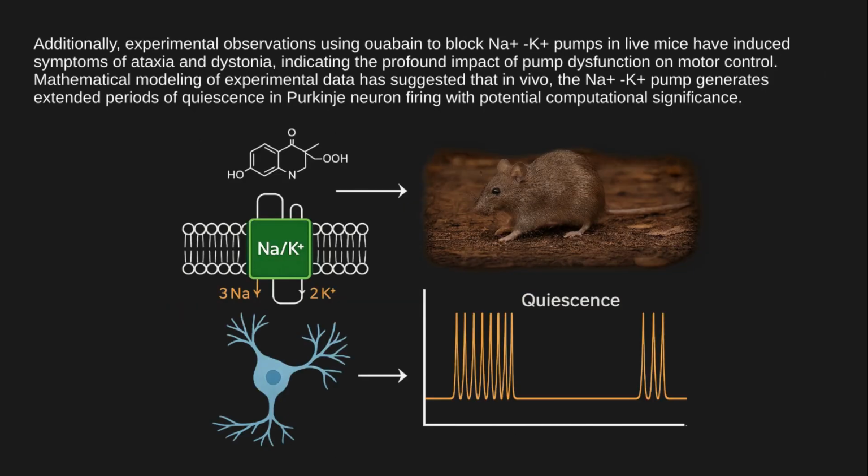Additionally, experimental observations using ouabain to block Na+, K+ pumps in live mice have induced symptoms of ataxia and dystonia, indicating the profound impact of pump dysfunction on motor control. Mathematical modeling of experimental data has suggested that in vivo, the Na+, K+ pump generates extended periods of quiescence in Purkinje neuron firing, with potential computational significance.